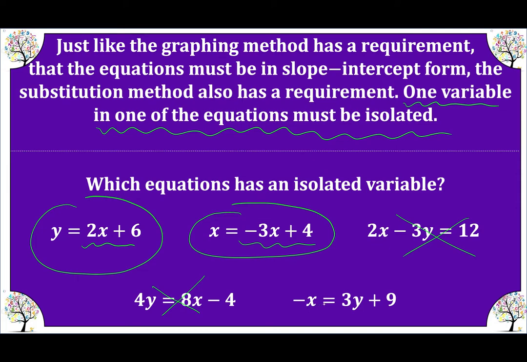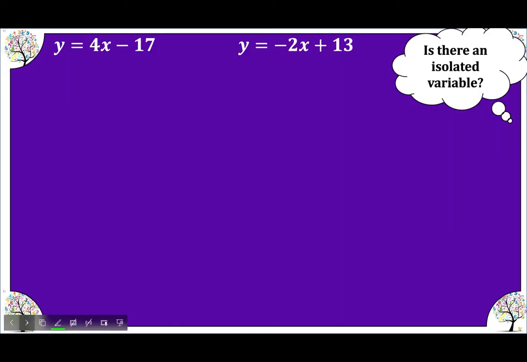So isolated means it has just a single variable with an understood coefficient of 1. Now, these 3 that do not give us an isolated variable, we could manipulate to get an isolated variable. But this is what you're looking for before you start using the substitution method.